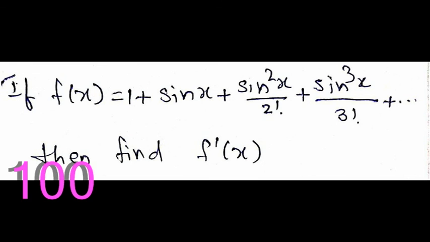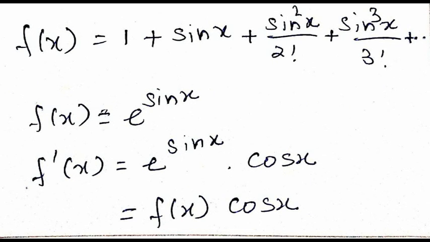If f of x is equal to 1 plus sin x plus sin square x by 2 factorial plus sin cube x by 3 factorial plus etc., then find f dash of x. F of x is equal to e raised to sin x, and therefore f dash of x is equal to e raised to sin x into cos x, which is equal to f of x into cos x.